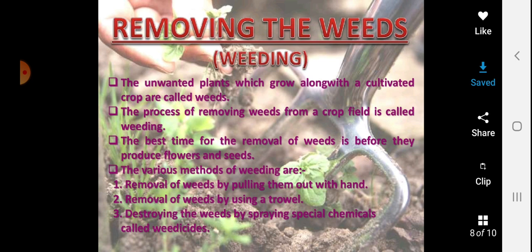So the various methods of weeding are removal of weeds by pulling them out with the hand, or removal of weeds by using a trowel. Destroying the weeds by spraying some chemicals, which are called weedicides. So questions can be asked like, what is weeding, which are the weedicides, and what is the use of weeding.